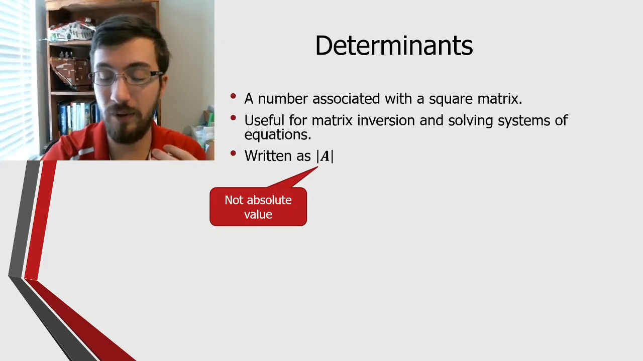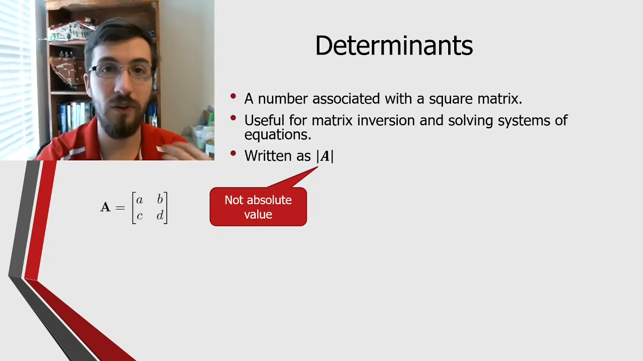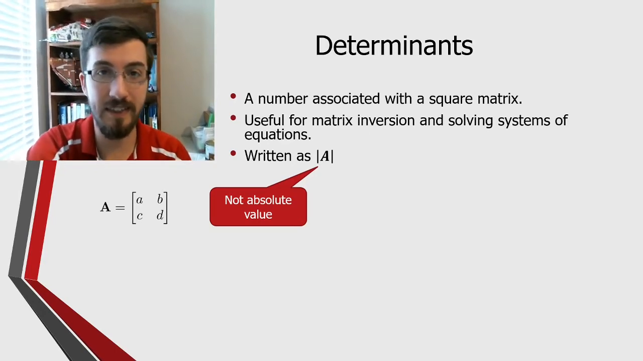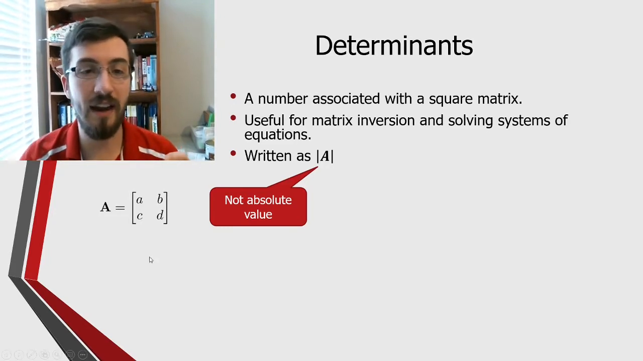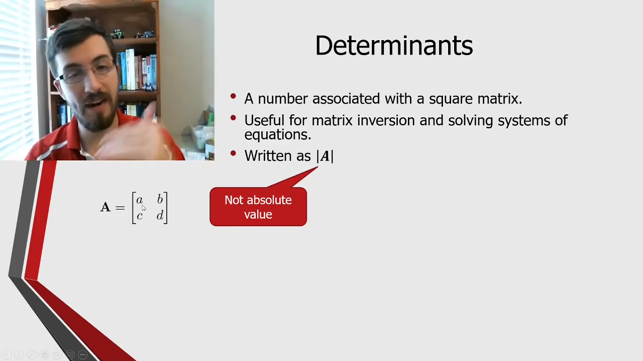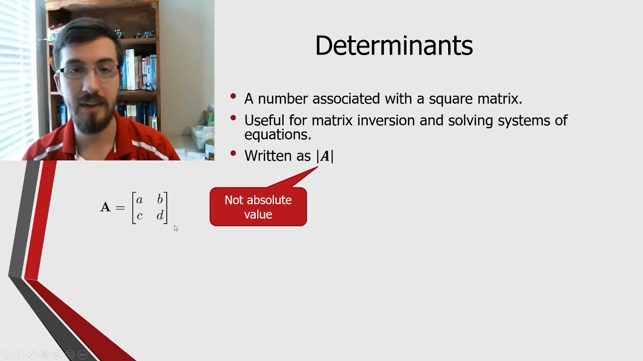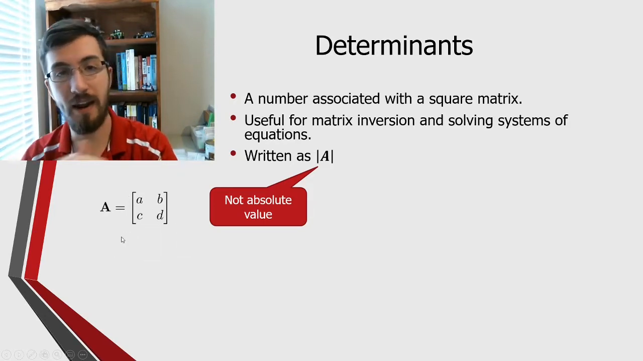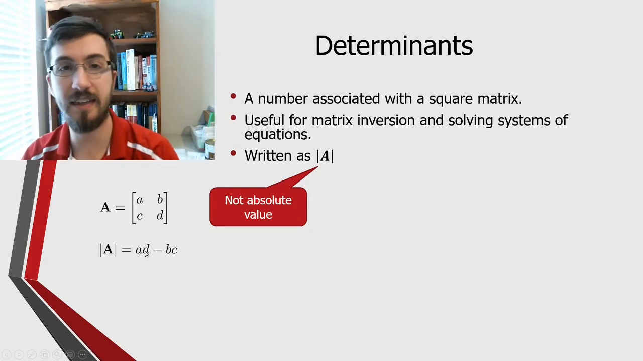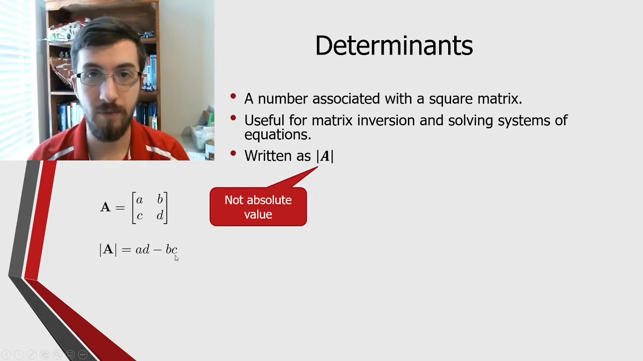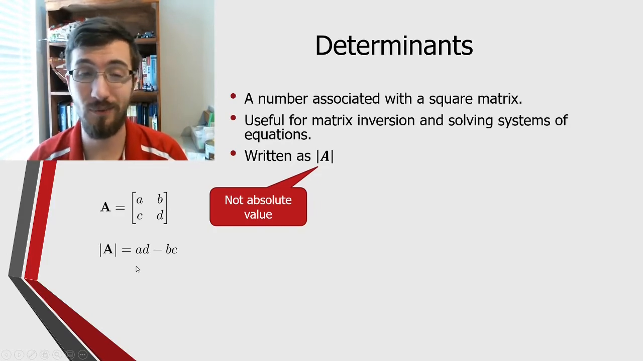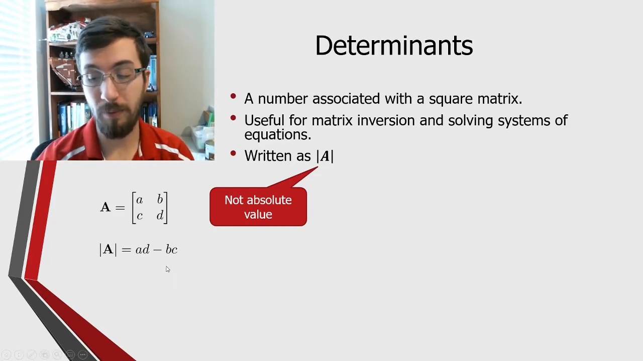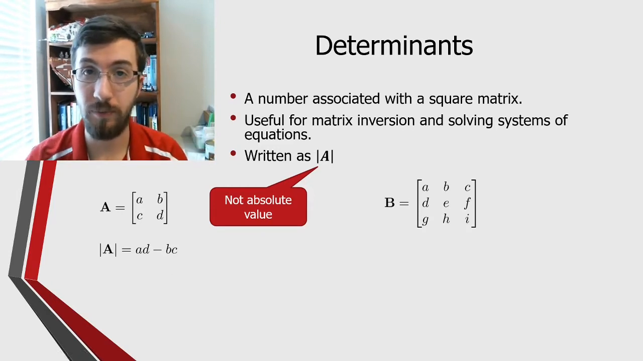So let's look at how we actually calculate these. If we have this matrix A, consisting of the elements A, B, C, and D, we calculate it by first going down the main diagonal, AD, and then we subtract the off diagonal, BC. So we do AD minus BC, and that's the determinant of A. 2 by 2 is really simple. 3 by 3 is a little bit harder, but it's still totally doable.